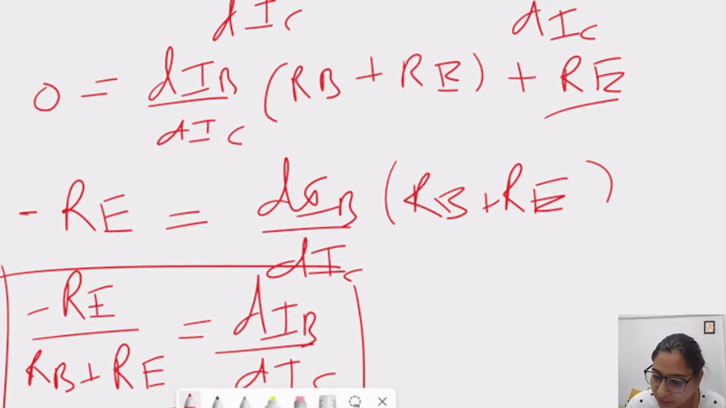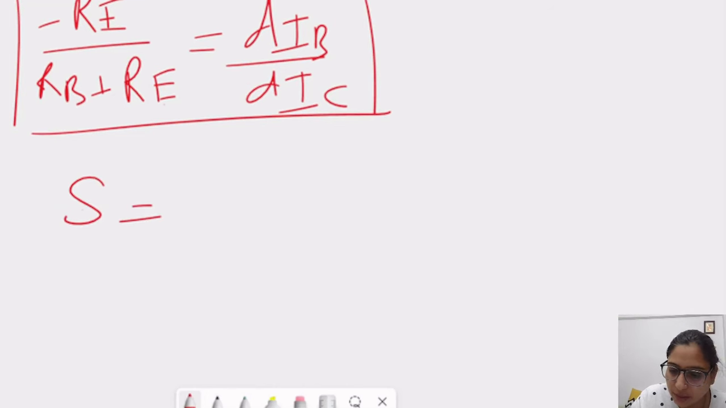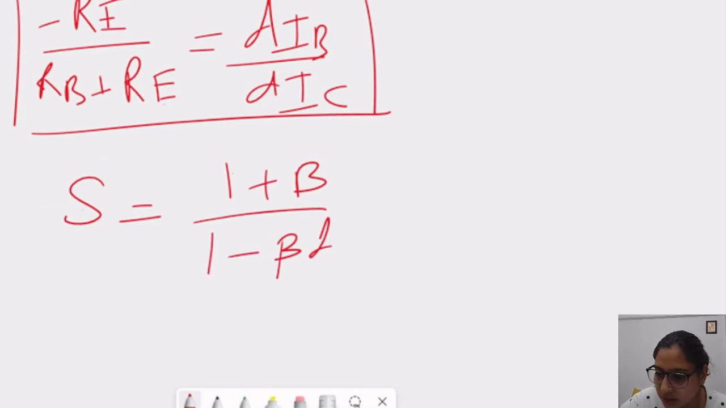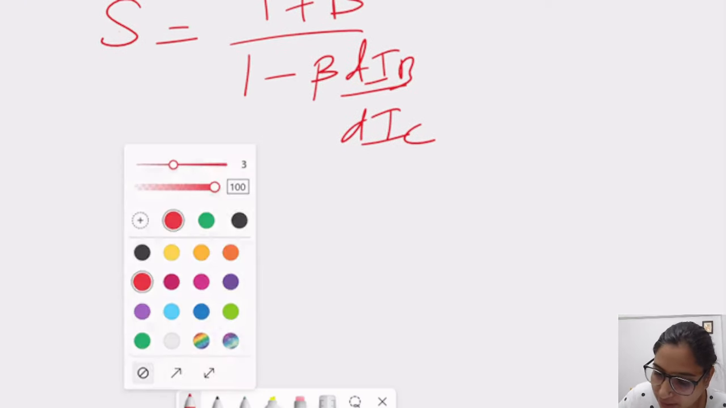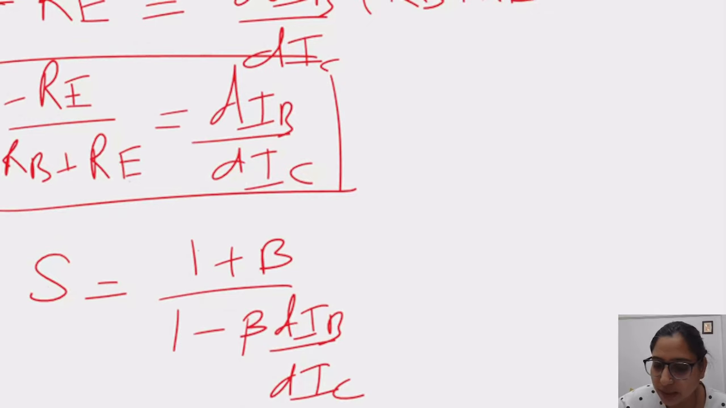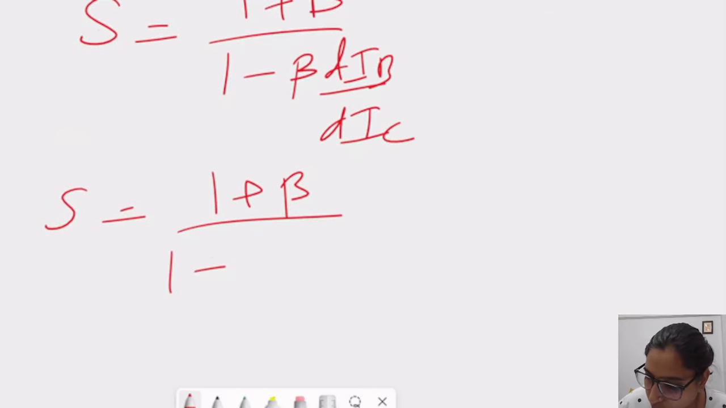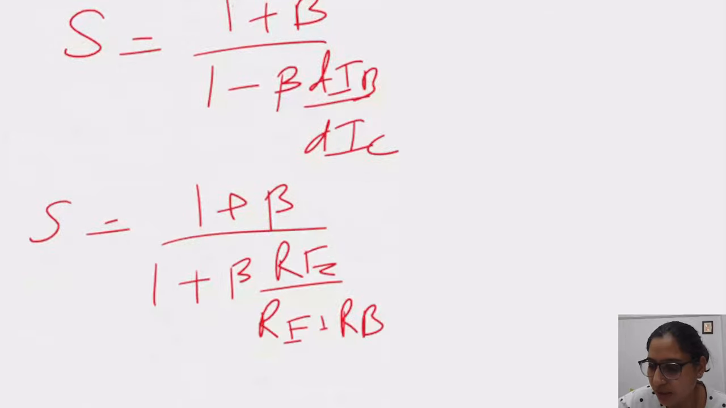So we will put this value in the stability formula. The stability formula we already calculated in our earlier classes. So what is the stability factor? It is nothing but 1 plus beta upon 1 minus beta dIB over dIC. If I put the value of dIB over dIC here, S is 1 plus beta upon 1 minus beta times minus RE upon RB plus RE. Here we have minus and minus, so this becomes positive. So beta RE upon RE plus RB. So this value RE plus RB we will put here.